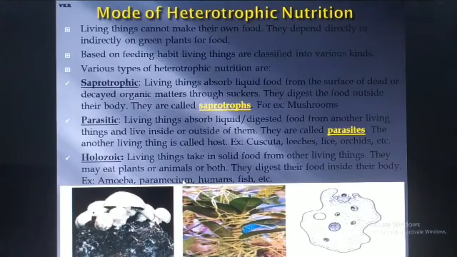On the other hand, the most important feature that makes them distinct from other categories of nutrition is that they digest their food inside their body. Once they take it in, they then digest it. There are 5 steps of holozoic nutrition which we will take up in the next class.